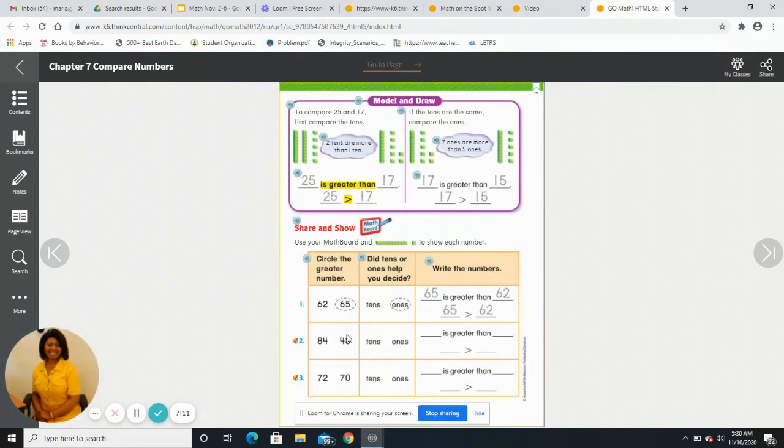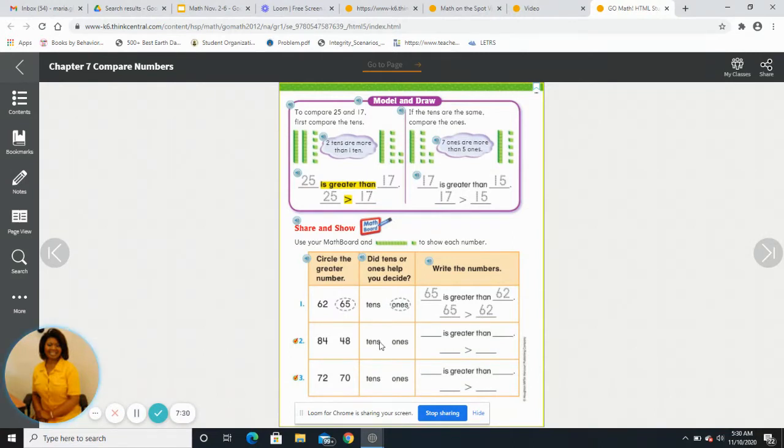Okay, so we see that 65 is greater than 62. So of course we'll write 65. The greater than symbol is always pointing to the one that is bigger. It is greater than 62.